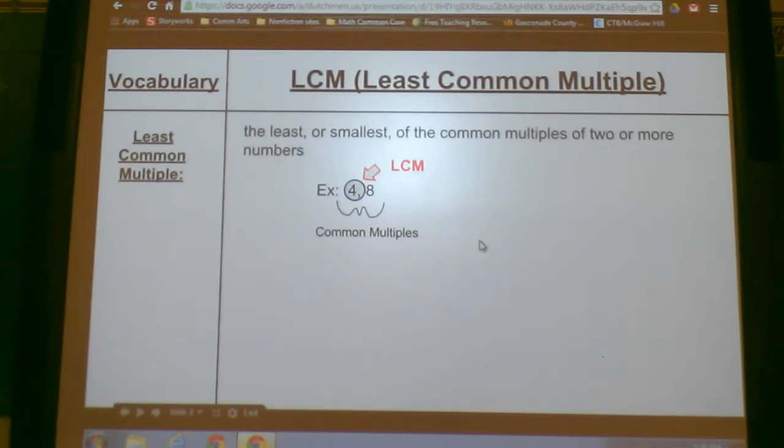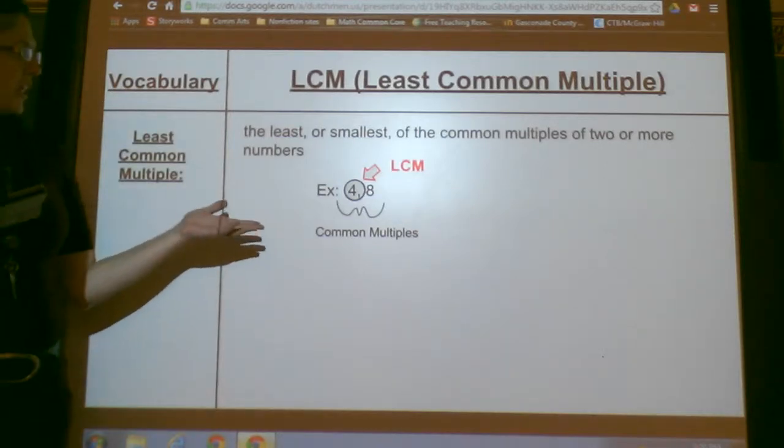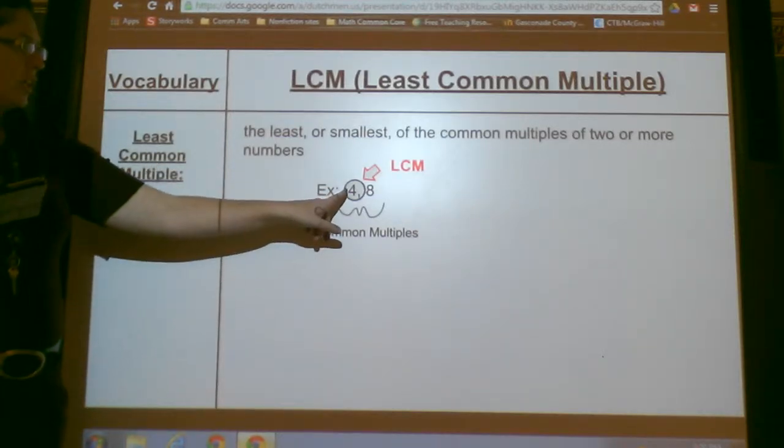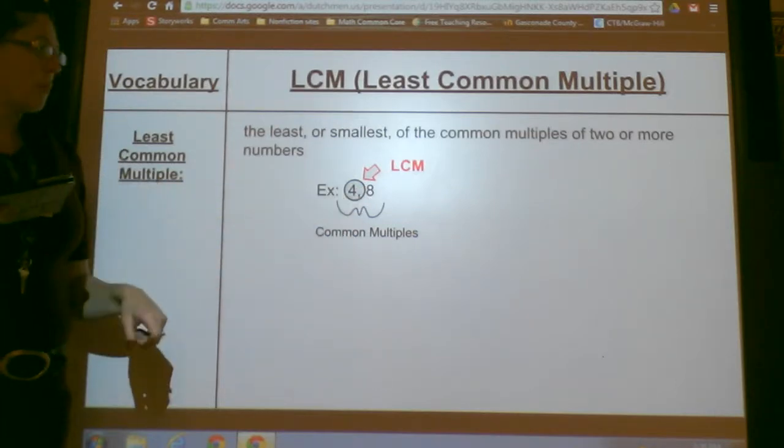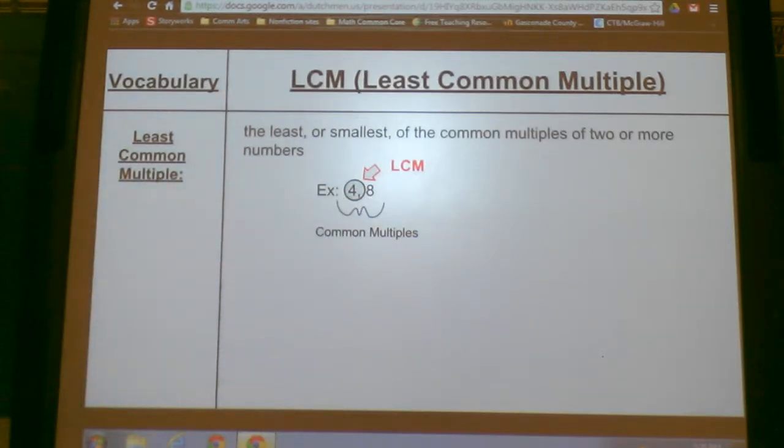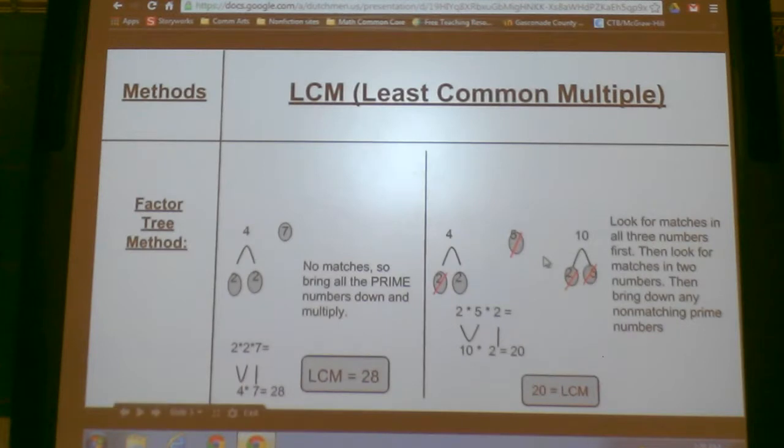And then finally, we have least common multiple. It is the least or smallest of the common multiples of two or more numbers. So once again, with 2 and 4, we have the common multiples of 4 and 8. The smallest one, which is 4, is going to be your least common multiple. Alright, once again, just like with GCF, there are two different methods that we use to get it. It's the factor tree and step division.